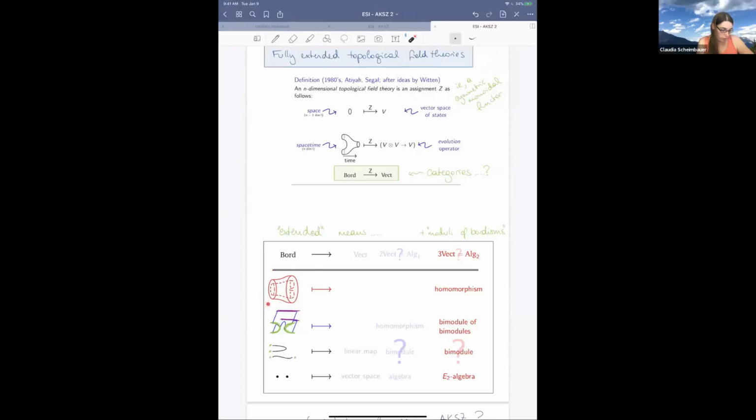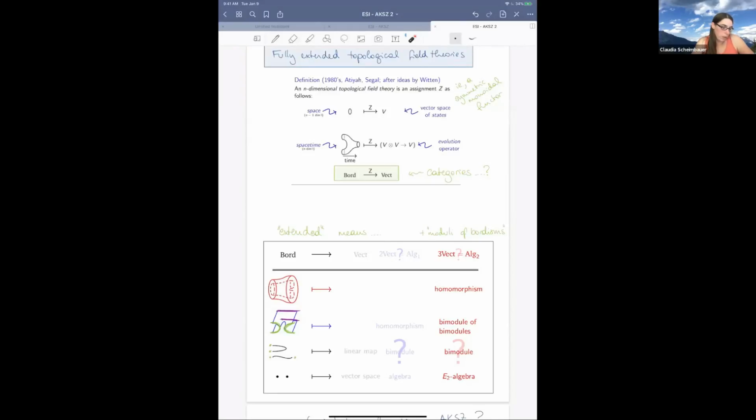This you should think of being a cylinder with a pair of pants cut out. So this is actually a three-dimensional thing, which goes from the cylinder to the outside to the pair of pants in the inside, or vice versa. I haven't actually specified it here.